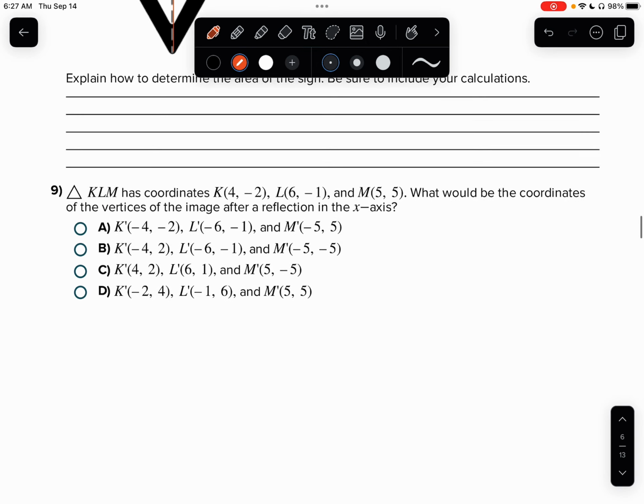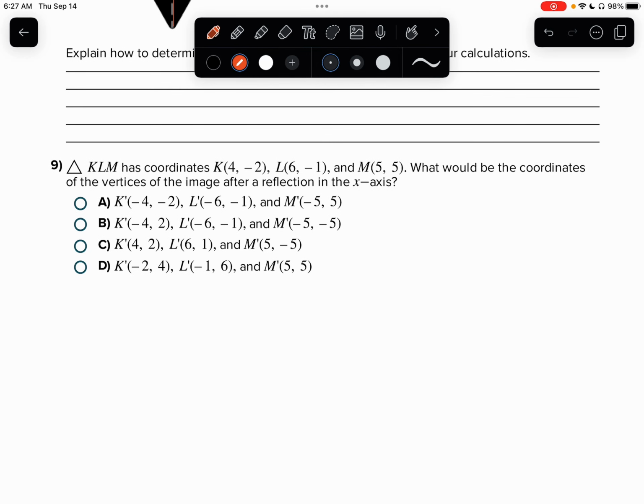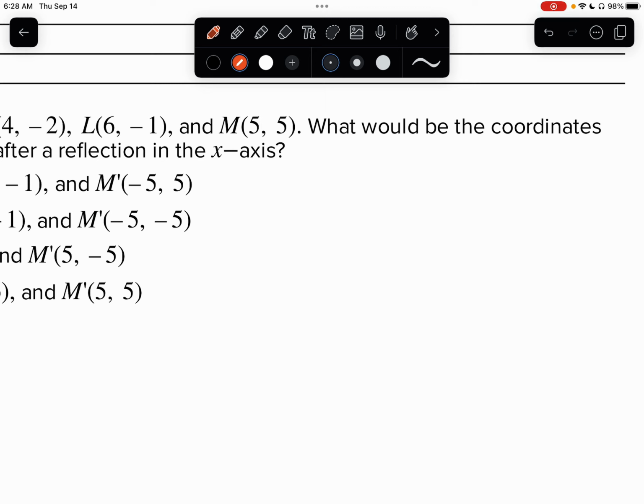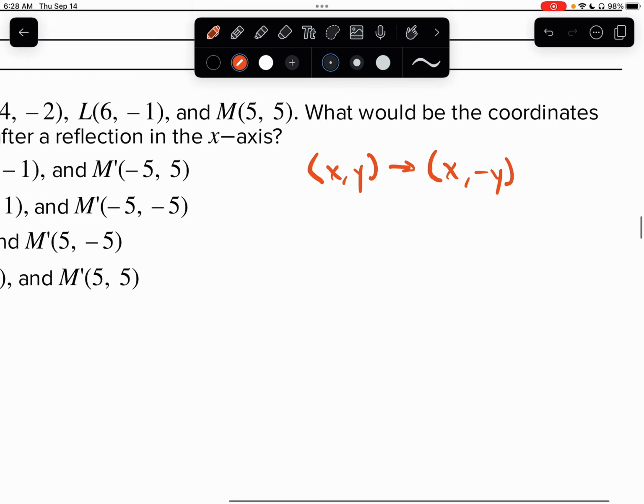Number 9. Triangle KLM has coordinates K (4, -2), L (6, -1), and M (5, 5). What would be the coordinates of the vertices of the image after a reflection in the x-axis? So a reflection in the x-axis takes (x, y) to (x, -y). x stays the same, and the y is just changing sign.